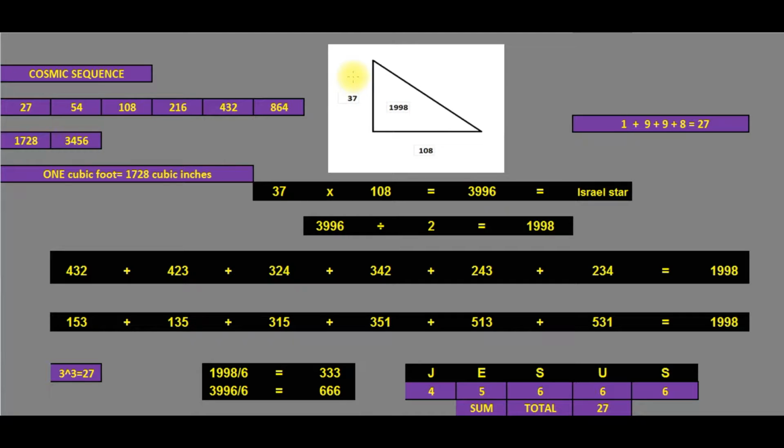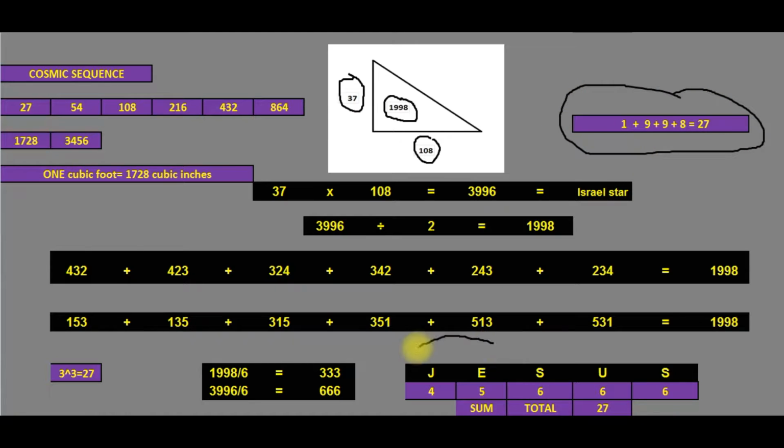Using the area of a triangle formula, star number 37 is the rise of this right triangle. 108, the sacred 108, is the run of this right triangle. 37 times 108 times 0.5. The area of this right triangle is 1998. 1 plus 9 plus 9 plus 8 equals 27. 27 equals the value for the holy name of Jesus, using the English septenary cipher.